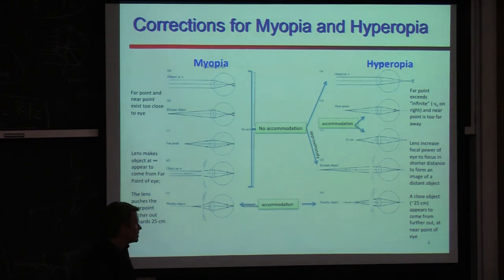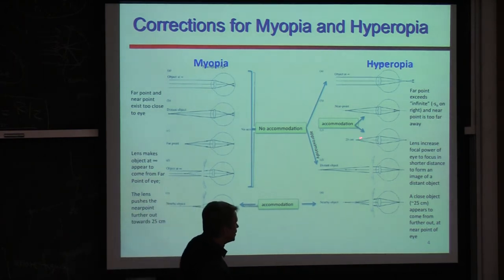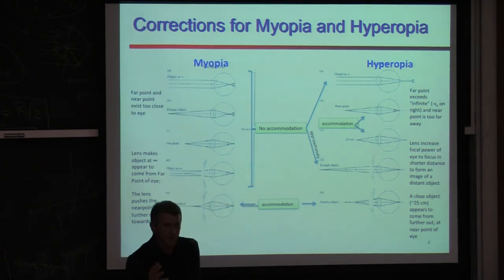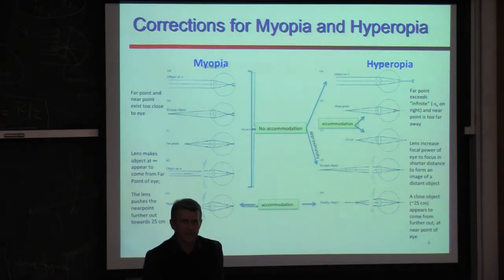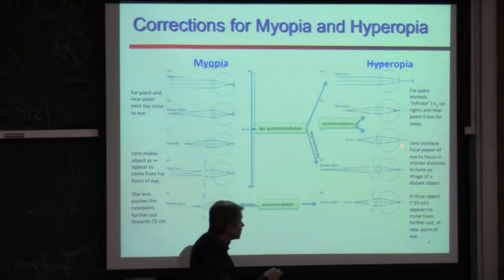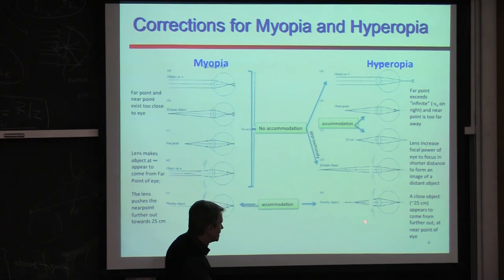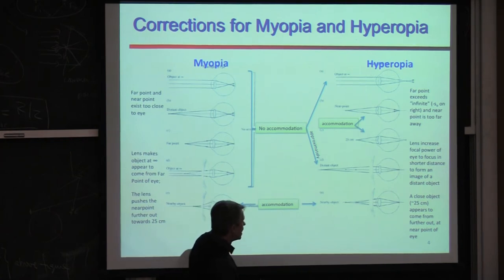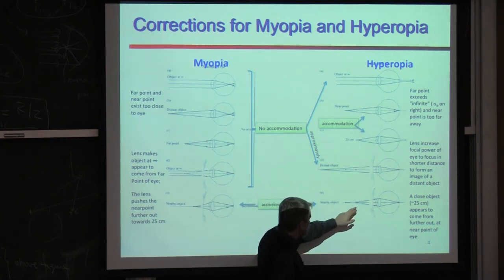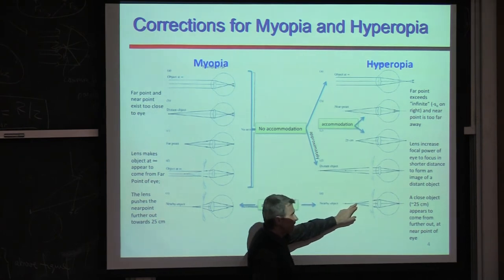If I want to see something 25 centimeters away, what do I need to do? I need to help this lens. Do I need to use a positive or negative lens? Positive lens. I need to focus strongly to bring this point to there. So here's a positive lens which shows how we would map a source that's 25 centimeters away.